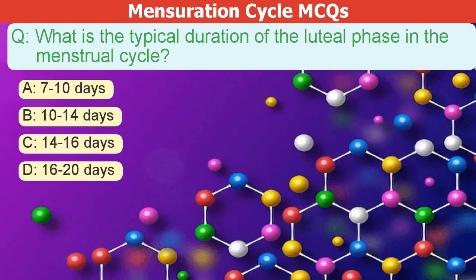What is the typical duration of the luteal phase in the menstrual cycle? A. 7 to 10 days. B. 10 to 14 days. C. 14 to 16 days. D. 16 to 20 days.